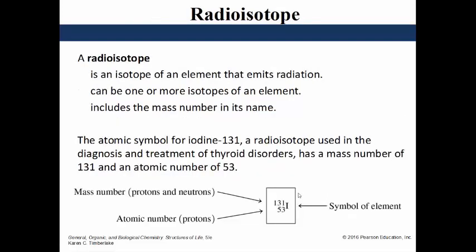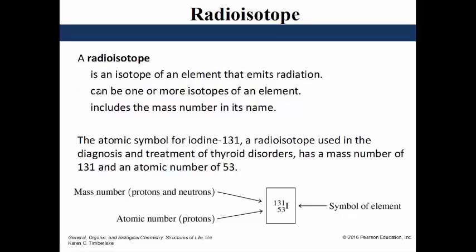A radioisotope is an isotope, something we've already talked about in previous chapters. It is an isotope of an element that emits radiation, and there can be one or more isotopes of an element. The radioisotope will include the mass number in its name. That's a way to indicate if something is a radioisotope or not.